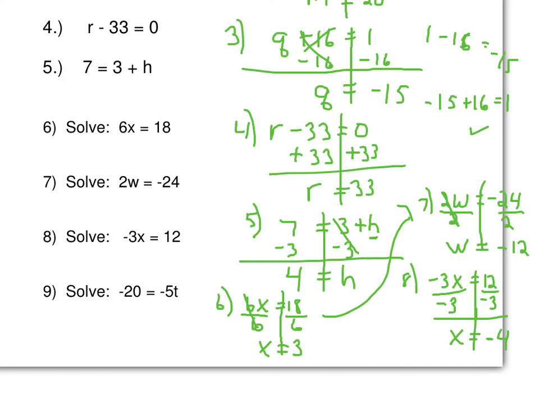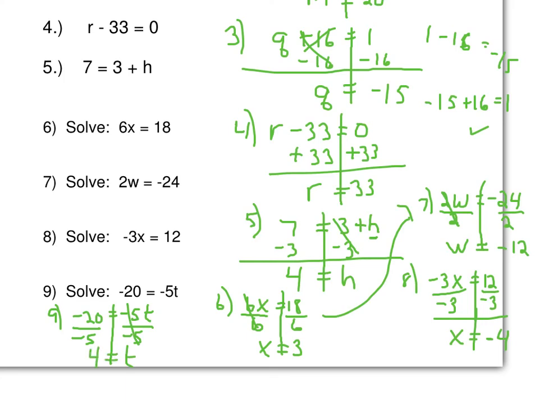The last one, number 9, I have negative 20 equals negative 5t. This time the variable is on the right-hand side. So I'm going to divide by the negative 5. And then negative 20 divided by negative 5. That goes away, and I get 4.